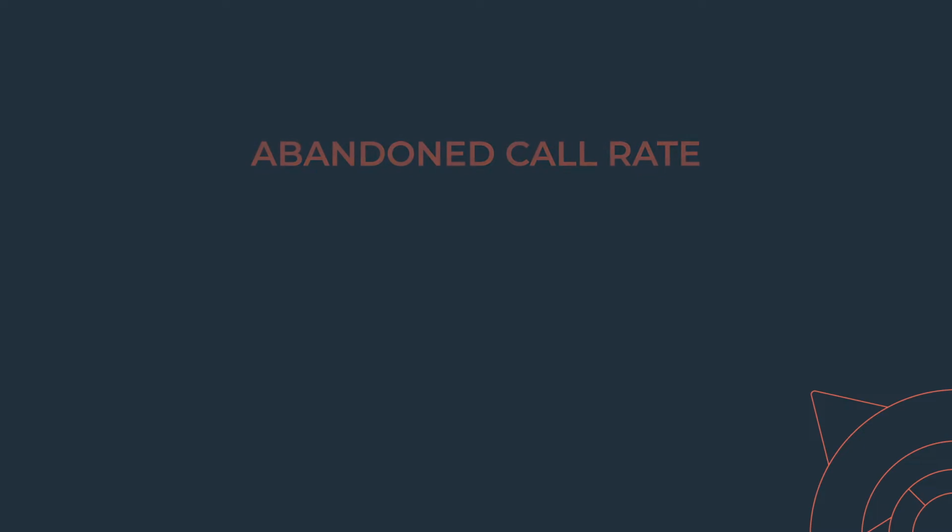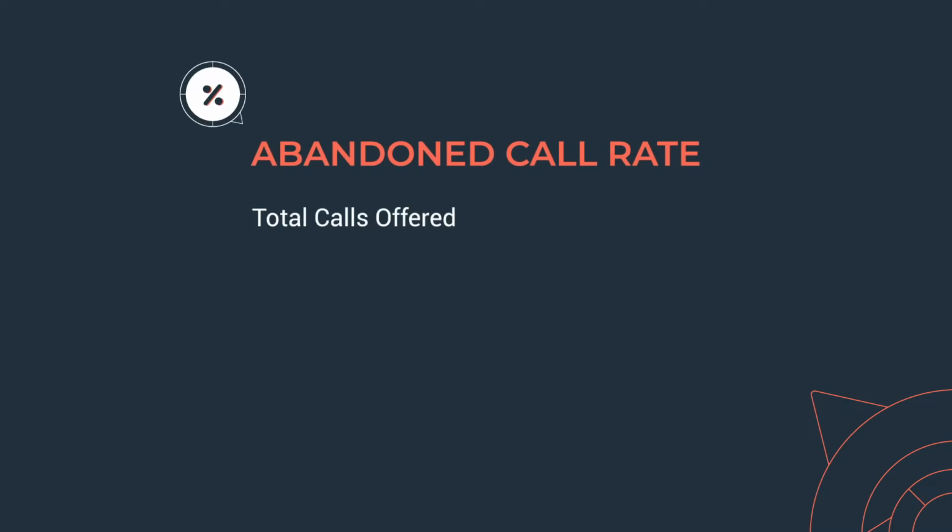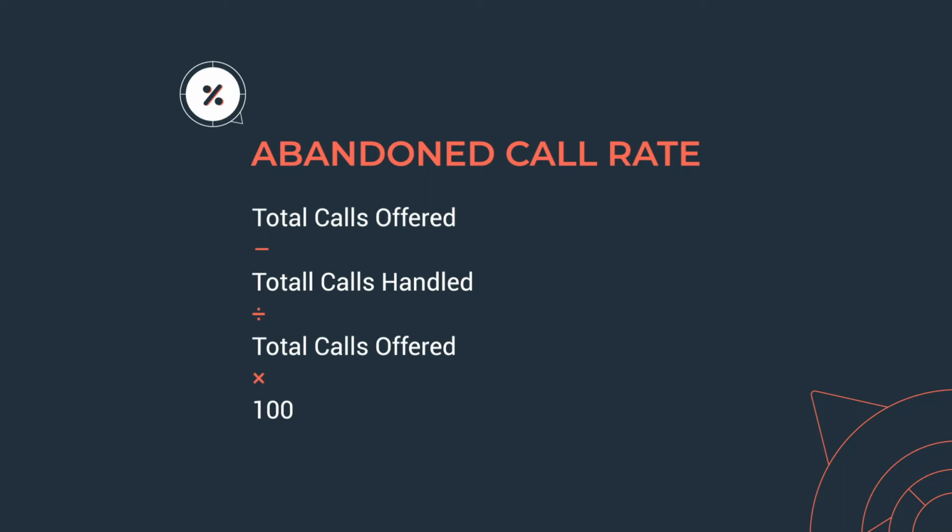The fourth KPI in your list is abandoned call rate. The formula of the calculation is the following. The abandoned call rate percentage equals total calls offered minus total calls handled divided by total calls offered multiplied by 100. Some companies exclude short calls from this calculation. These are calls abandoned in 5 seconds or less.